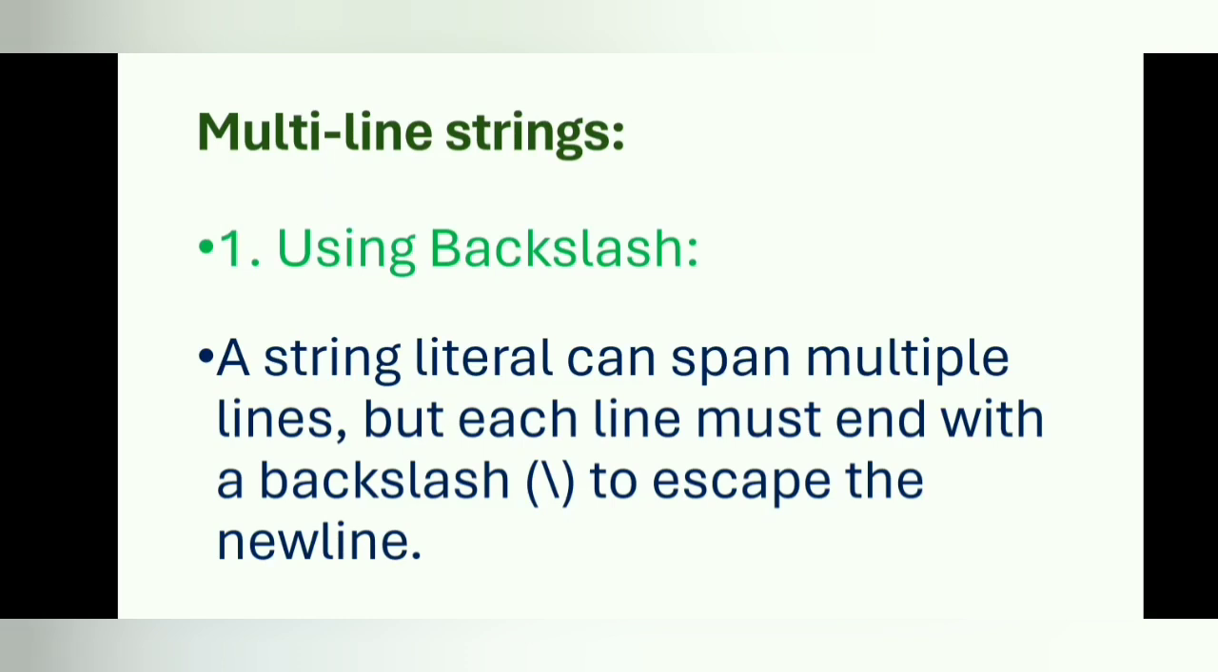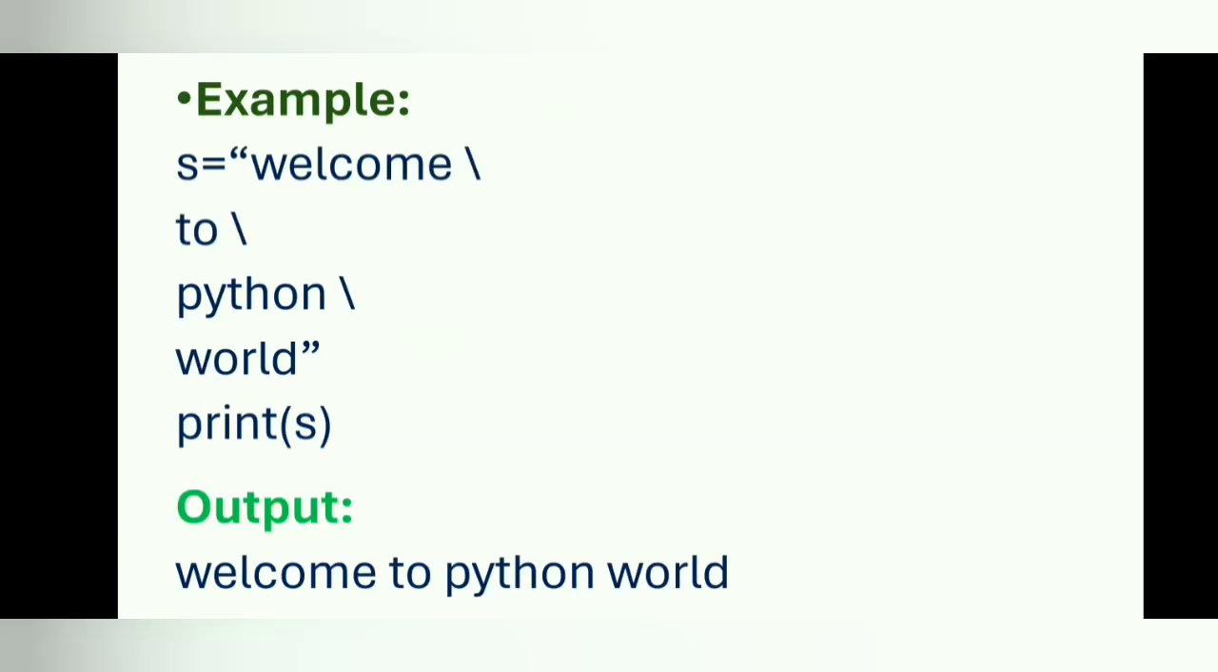Multiline strings using backslash. A string literal can span multiple lines, but each line must end with a backslash to escape the new line. Example: in Python, the backslash character is used as a line continuation character. We can divide the entire string into multiple lines by using backslashes. We can use a backslash at the end of the line except for the last line.